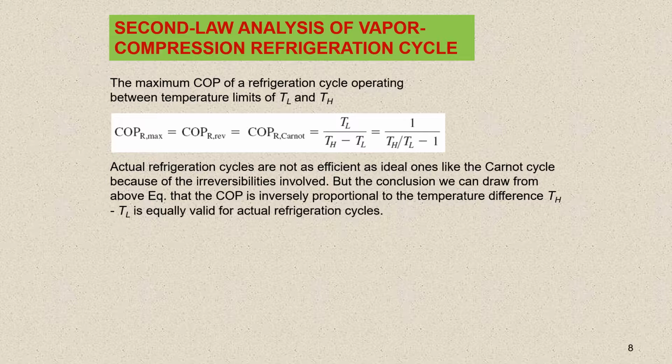Actual refrigeration cycles are not as efficient as ideal ones like the Carnot cycle because of the irreversibilities involved, but the conclusion we draw from the above equation, that the coefficient of performance is inversely proportional to the temperature ratio TH over TL, is equally valid for actual refrigeration cycles. And the section below this on second law analysis associated with exergy could be skipped for this class.